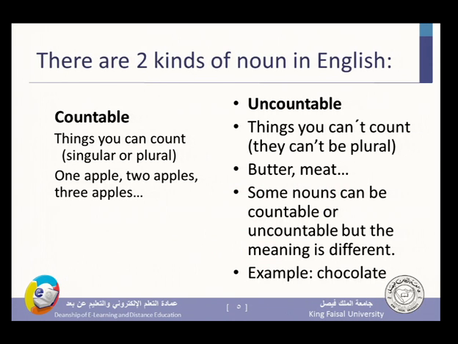Countable things you can count, singular or plural, chair or chairs, table or tables, 1 apple, 2 apples, 3 apples, and so on and so forth. Uncountable things you cannot count. This is what I have just said. They can't be plural. Meat, I couldn't say meats to make it plural. This is wrong, and as such meat is considered uncountable.